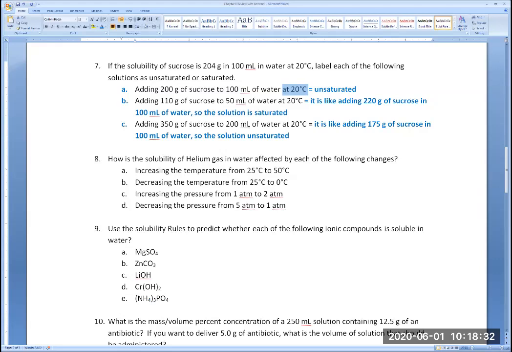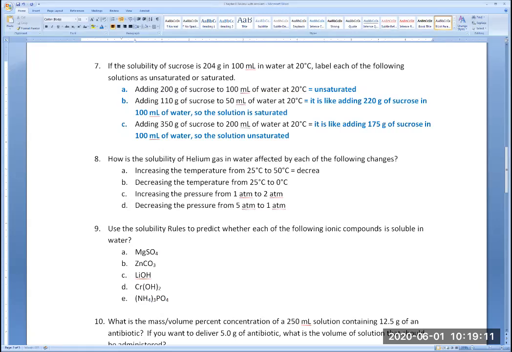For gases, it's different. For gases, it's the opposite. The solubility of a gas decreases when temperature increases. So it's opposite to the solid. Let's think about how the solubility of helium gas in water is affected by each of the following changes. If you are increasing the temperature from 25 degrees Celsius to 50 degrees Celsius, what will happen to the solubility of helium gas? Decrease, yes.